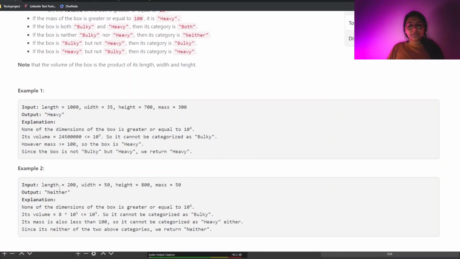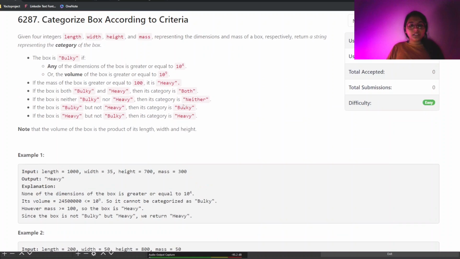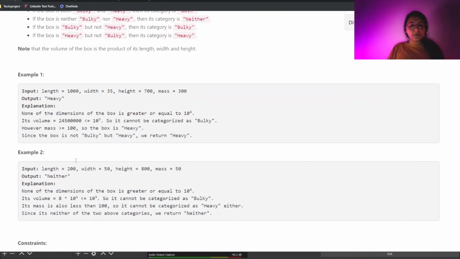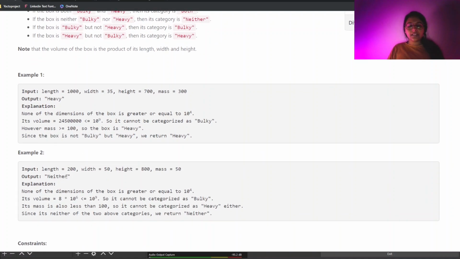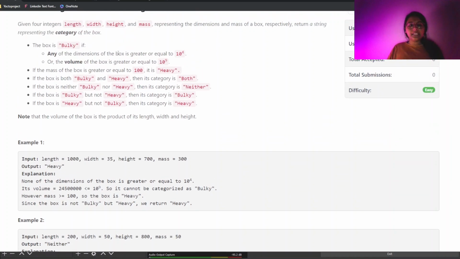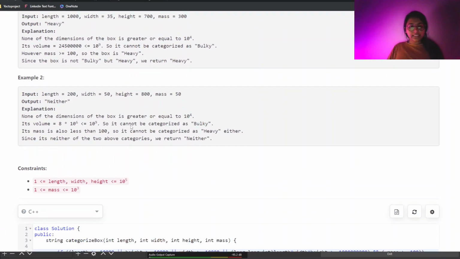Then here for this neither part, the condition was that it shouldn't be heavy or bulky. Means the opposite conditions should be there. Means either of these should be less than 1000 and mass should also be less than 100. So that's why your answer is neither. So according to all these conditions only, we are required to directly implement the question. So let us go ahead with the coding part for the same.